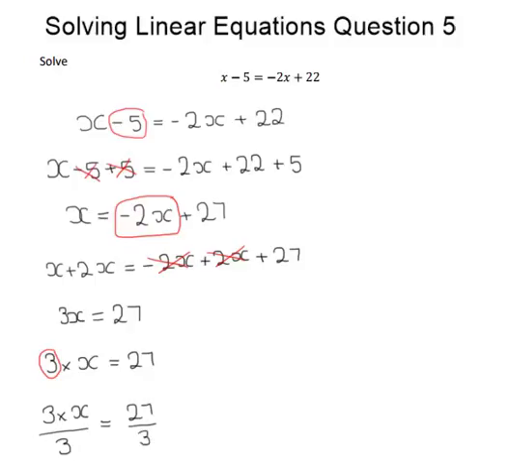So you probably noticed a pattern here. It always cancels out on the other sides. So what we're going to have is x left over on our left-hand side. And what's 27 divided by 3? Brilliant. So 27 divided by 3 is 9.